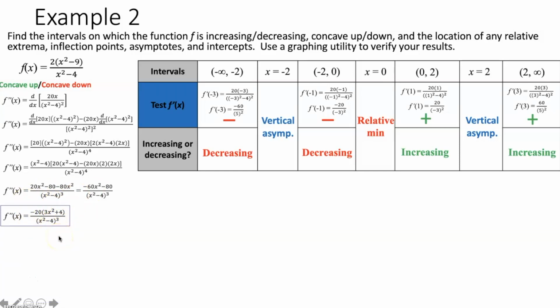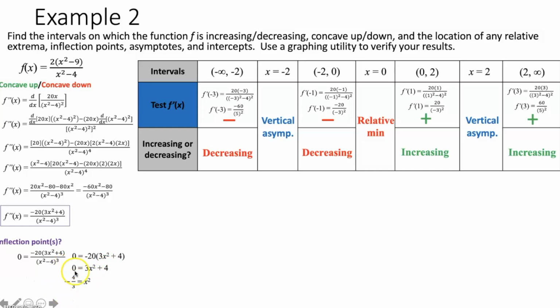Now remember, we did this because we're trying to find the possible points of inflection. And inflection points occur wherever the second derivative either equals 0 or does not exist. So first, are there any x values that would cause this second derivative to equal 0? Well, we just need an x value that would cause the numerator to equal 0. So let's take the numerator, set it equal to 0, and solve for x. So we divide both sides by negative 20, we subtract 4 on both sides, divide both sides by 3, and then we have to square root both sides.